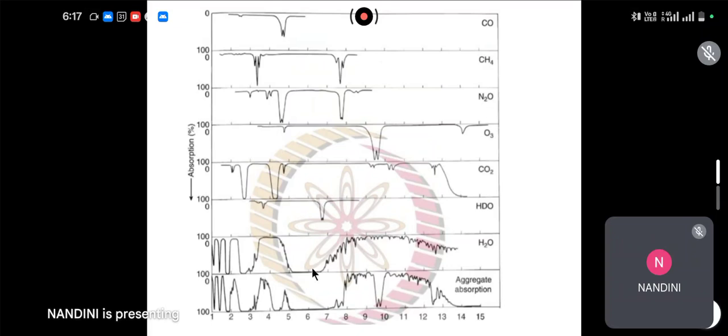Sorry, 5 to 100 micrometer occurs in case of water vapor. As we can see, 100% of absorption is actually occurring between 5 to 8, or like from 5 it actually starts. So the answer is water vapor.